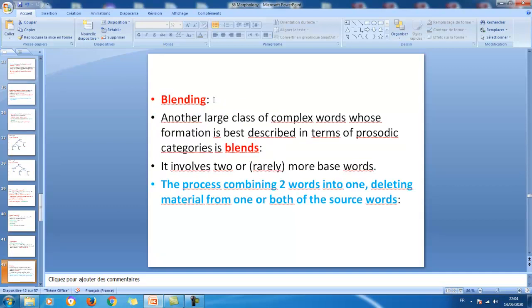Now this is a second, if you like, process of word formation, which is blending, that we're going to consider in the other part that I'm going to record for you.